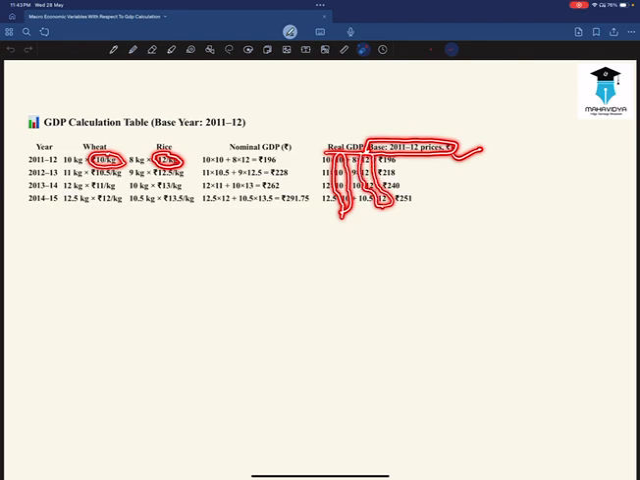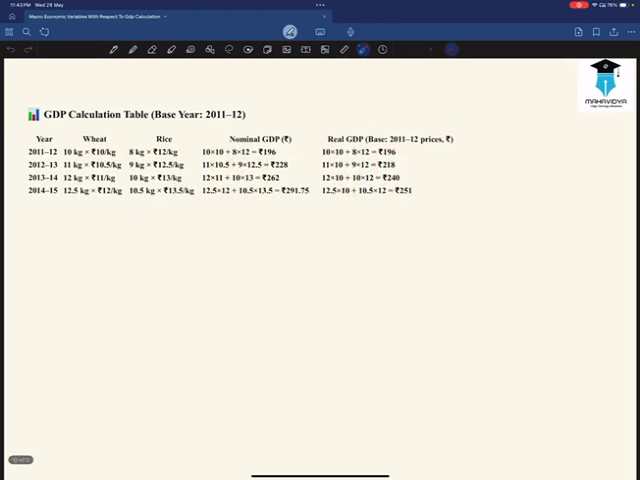But in nominal GDP, as you see, these prices are varying, because they take into account the current market prices, not the base year market prices. In the next years, 12-13, 13-14, 15-16, the price of wheat has risen: 10.5, 11, 12. Similarly rice, 12, 12.5, 13, 13.5. In nominal GDP the current market prices are reflected, but in real GDP the base year market prices are repeated throughout the years.